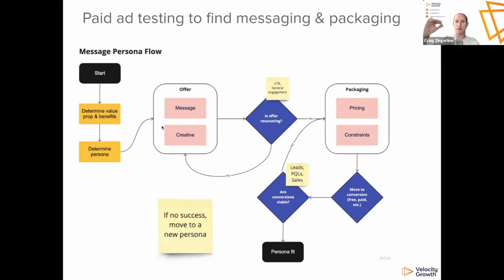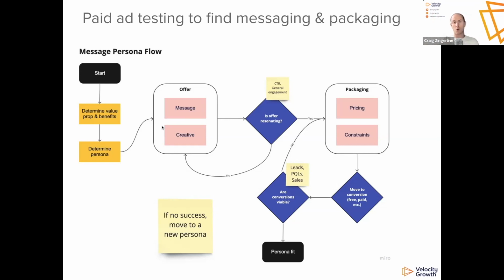So what we generally recommend is go to paid channels, understand if your offer is resonating to your persona, understand if your pricing and your constraints match. So I put those in the packaging bucket. Does that give you the ability to actually drive conversions? And if so, basically you've got a persona fit based on a message and an offer and a package that you're putting in front of them.